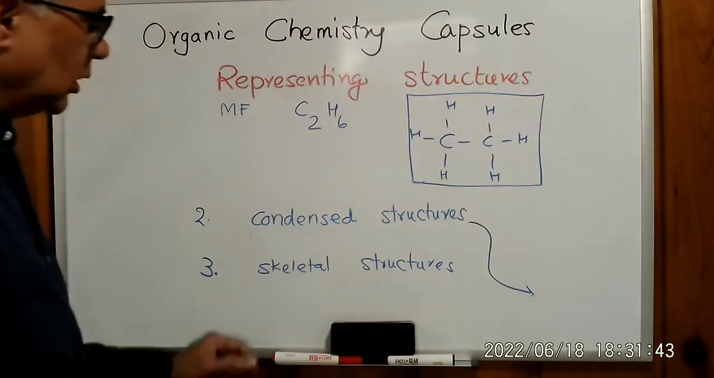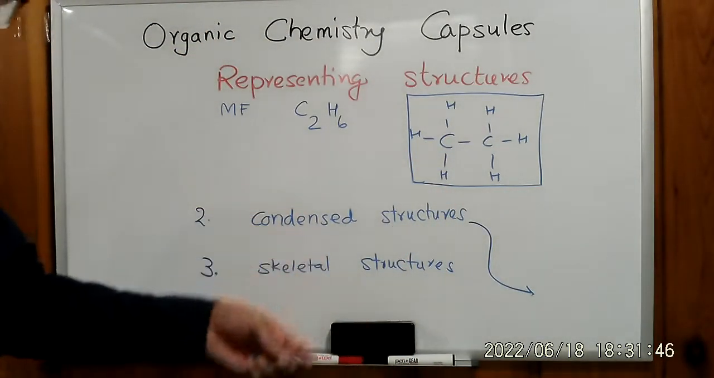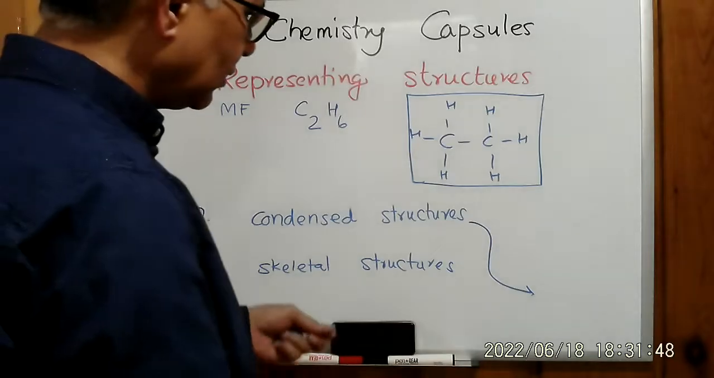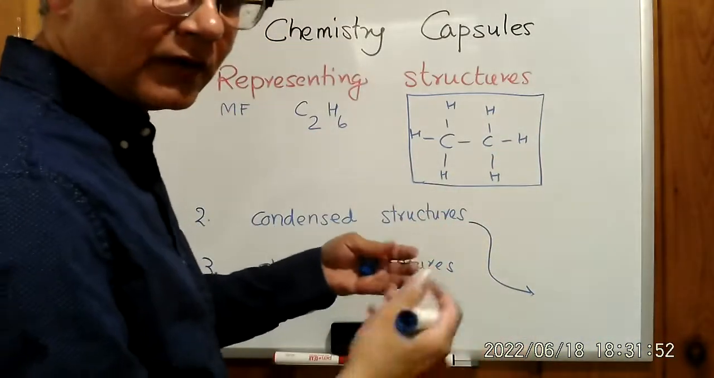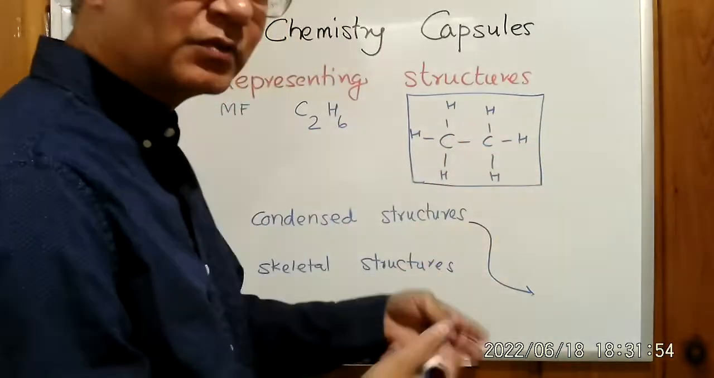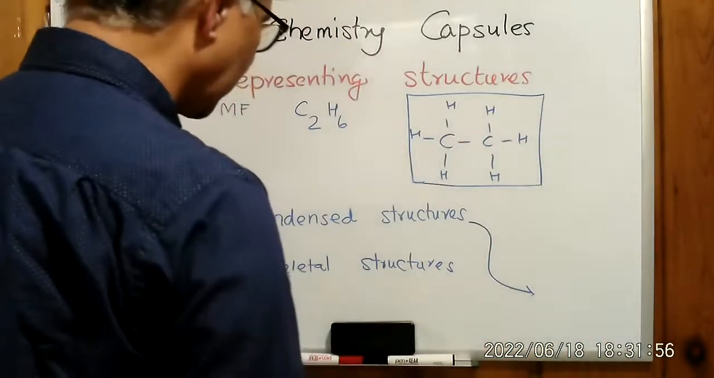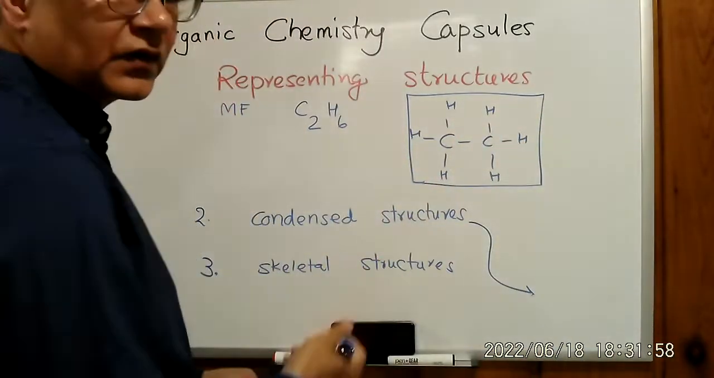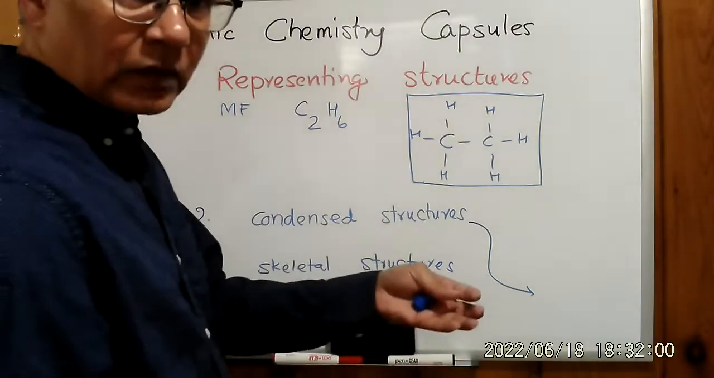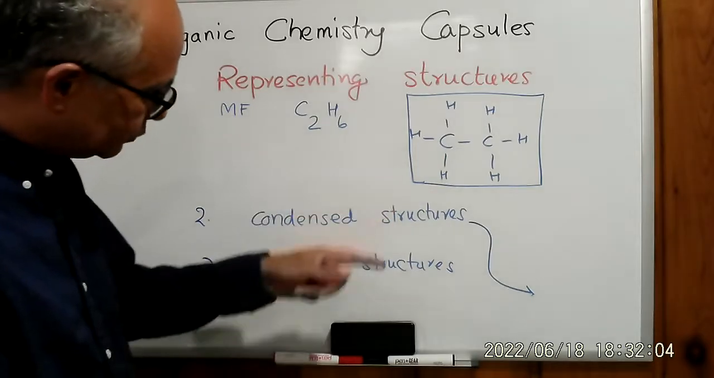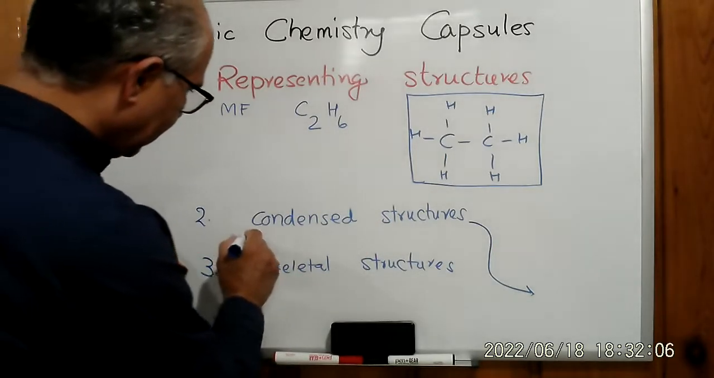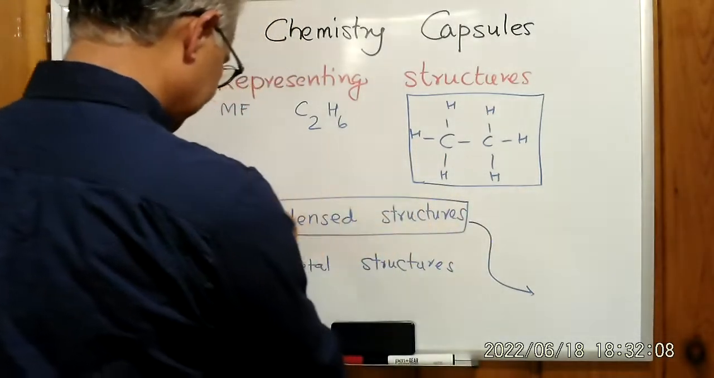Now, it becomes time consuming, especially if you have to draw something like C10, a compound having 10 carbons in this fashion. It just becomes time consuming, takes too much space, all those things. So people have developed drawing other types of structures. So let's take a look at what a condensed structure means.